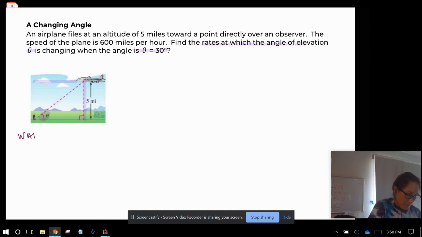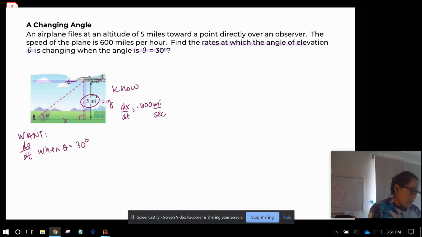We want d theta/dt when theta is equal to 30 degrees. We know that the plane is 5 miles above us. We also know, I'm going to call this length x. We also know that the plane is moving at a rate of negative 600 miles per hour. And because it's moving horizontally, we're going to call that dx/dt is equal to negative 600 miles per hour. All right, so we need to have a theta, an x.